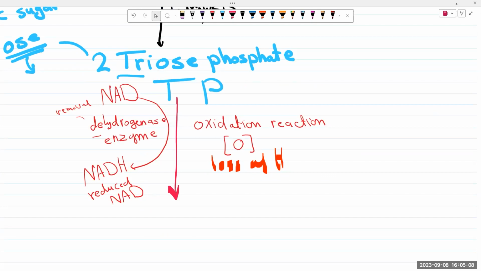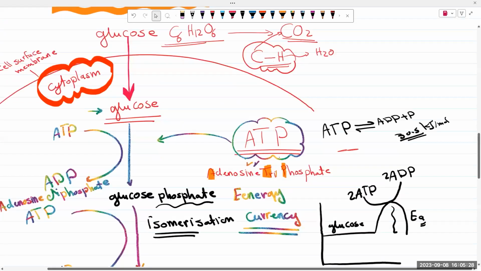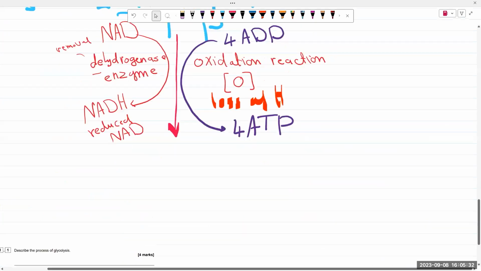But how many ATP will be released that time? 4. ADP will be converted into 4 ATP. So at the beginning, we made 2 ATP, right? But now we are gaining 4 ATP. So the net gain is what? 2 ATP will be gained by this reaction.